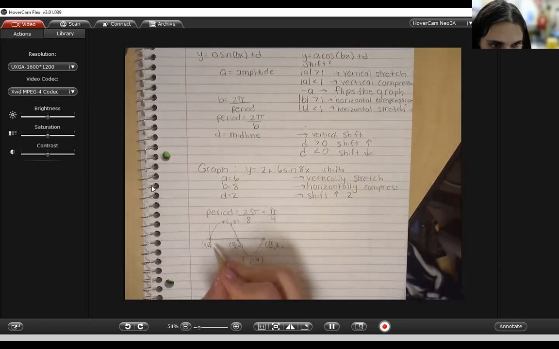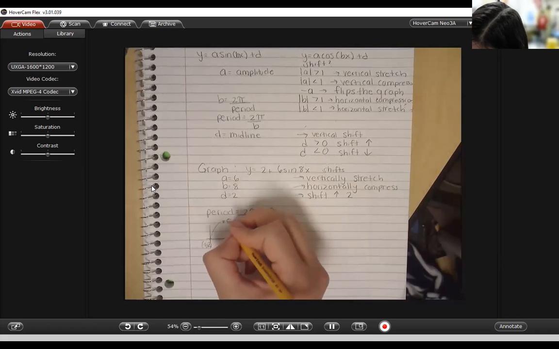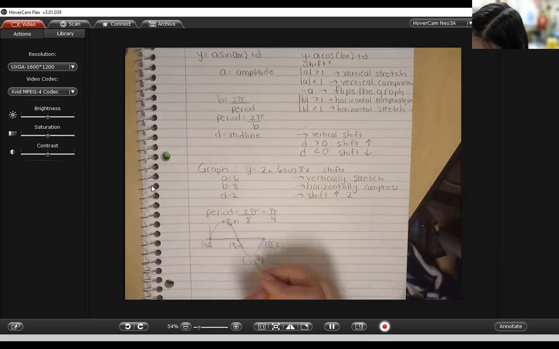And then I got to figure out the x value. The halfway point between 0 and pi over 8 is going to be pi over 16. And halfway between pi over 8 and pi over 4, well, let's see, if this is 1 pi over 16, 2 pi over 16, it's going to be 3 pi over 16.